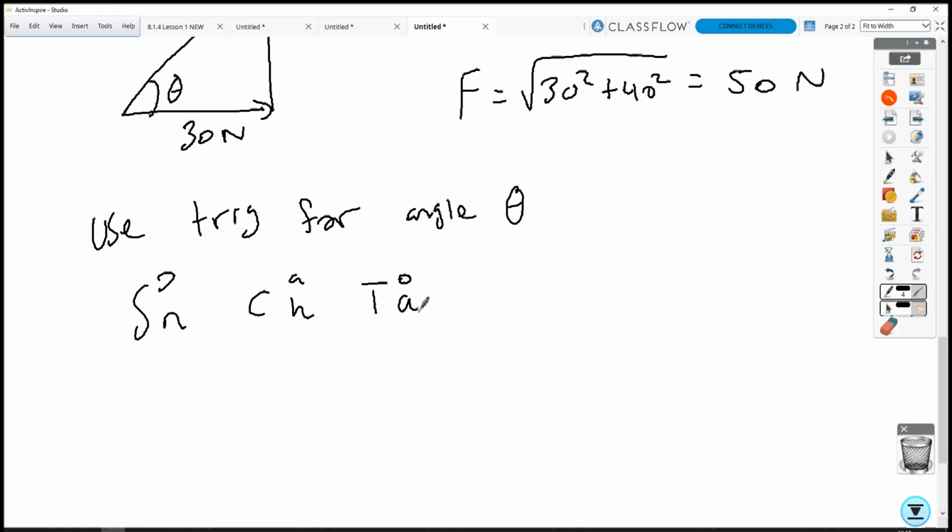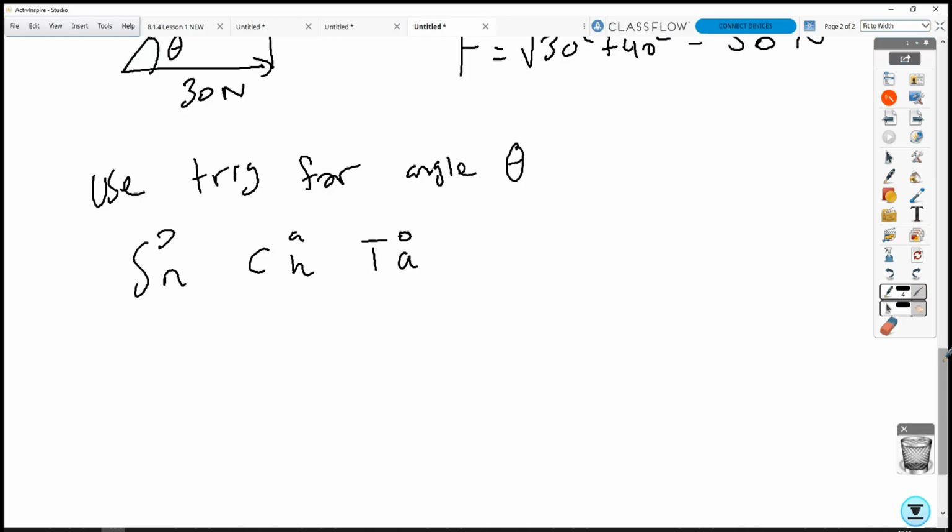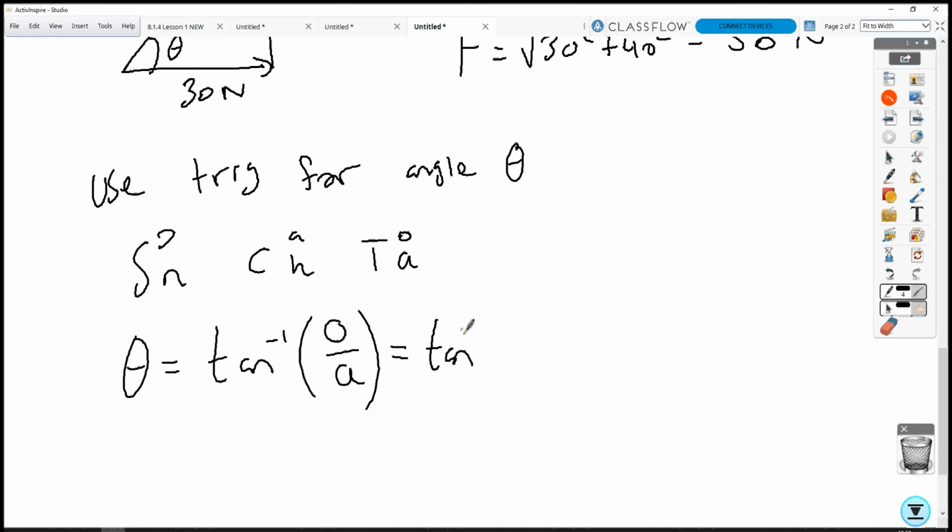Right? It's very much possible that under pressure you type values into your calculator wrong. So therefore you got the force wrong, and then by extension using the wrong force you're also going to get your angle wrong as well. So in this case I'm going to use the opposite and the adjacent, so 40 over 30, and that corresponds to tan. So theta is equal to inverse tan, opposite over adjacent, which is 40 over 30. And that gives us 53 degrees.